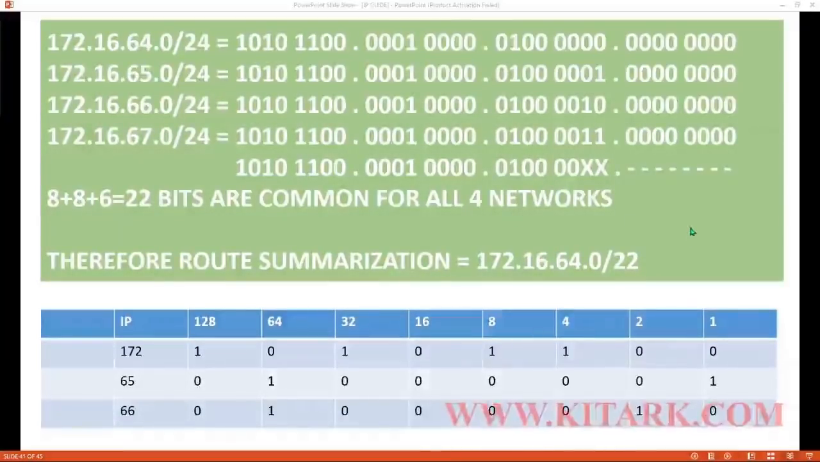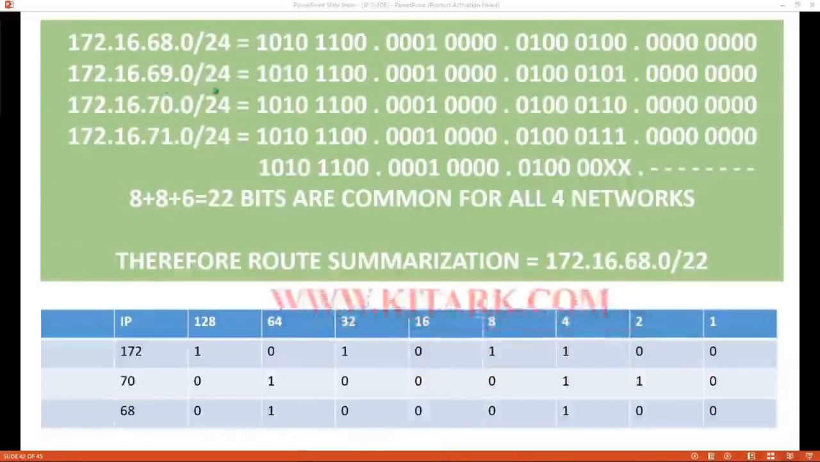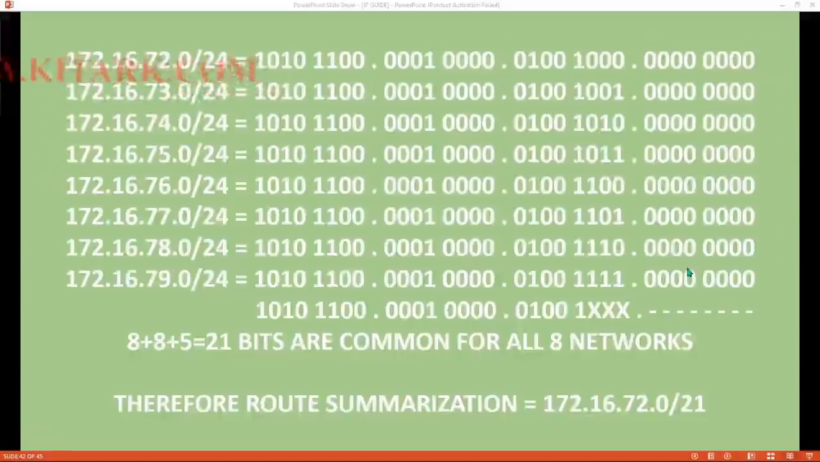So here it has been summarized, and again for the 8 networks it has been summarized. Now you can simply figure out 8 bits are common, and again 8 bits, again 5 bits, so altogether 21 bits are common here among these 8 networks. So you can mention it as 172.16.72.0, which is the least one, /21 because that is common. So again it has been shown.